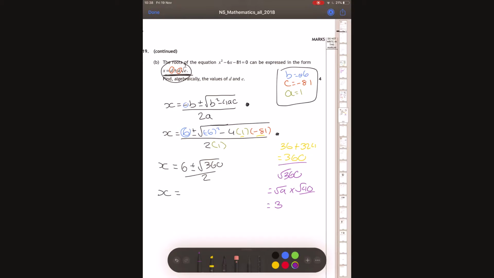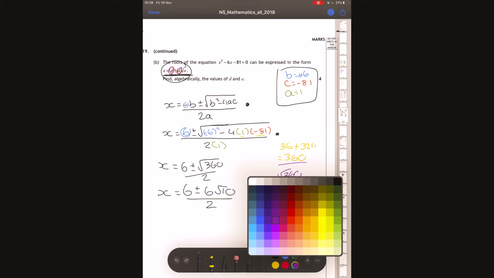So that'd be 3 times root 4 times root 10. So 3 times 2 times root 10 is equal to 6 root 10. This is looking promising. So 6 plus or minus 6 root 10 over 2. Now, this is very similar to our answer, because our d here and our d here are the same. So we have this, and then our e is different.